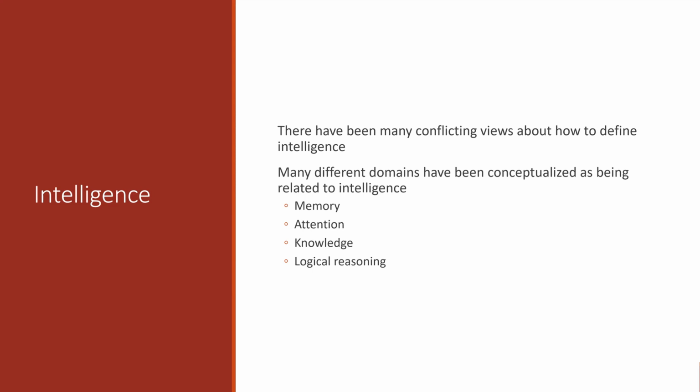So developing different ways that we can measure people's capabilities in order to help with things like school placement, special services in school, as well as job placement or acceptance into certain military positions, things like that. And so a lot of different domains have been conceptualized as being related to intelligence. Things like memory, attention, knowledge about things, or the process of logical reasoning. These have all been associated with intelligence. If you can think of other things that you think of when you think of the word intelligence, feel free to comment them here. And then we'll talk about some different theories of intelligence.